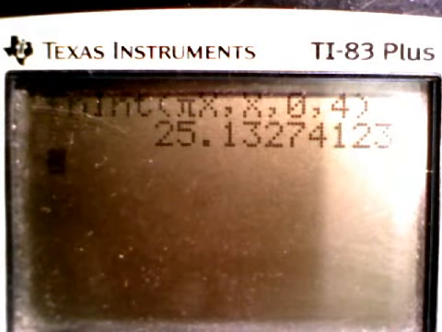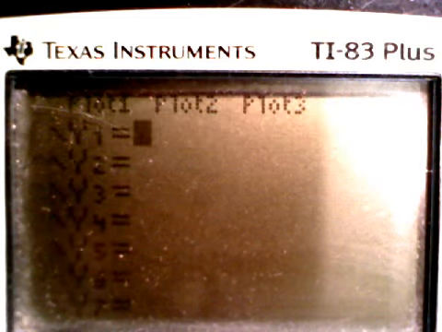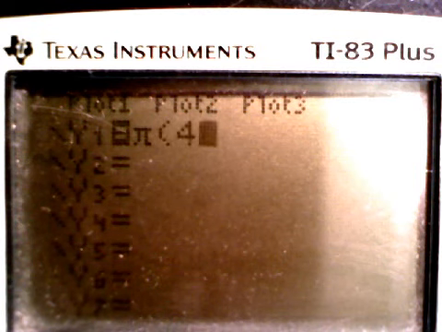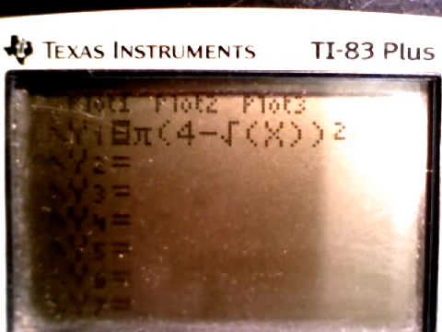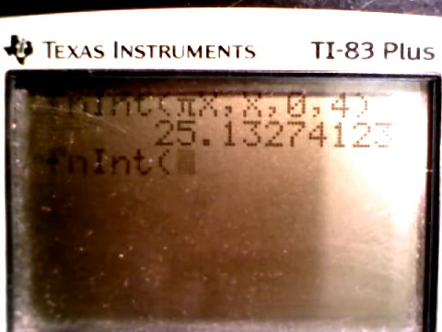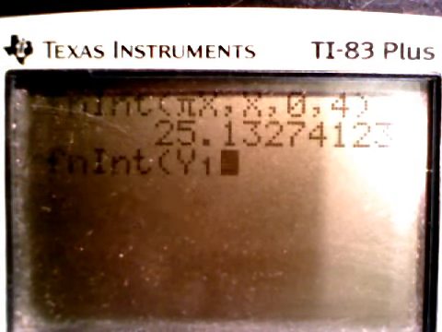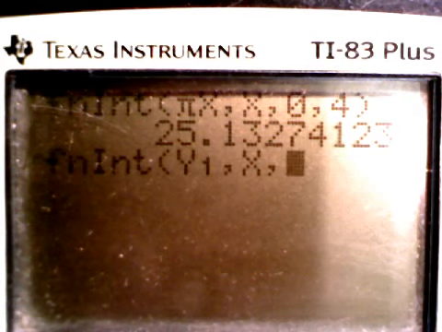That's pretty bad. So we're going to type in our y1 as our pi, don't forget the pi, times 4 minus the square root of x. Don't forget that y in there is a dummy variable. So pi, that's the radius, 4 minus radical y, and then here x squared. Okay, so there's our integrand. Once I have our integrand in there, then I can just math 9 it. Math 9 integral of y1, comma x, comma 0, comma 16.